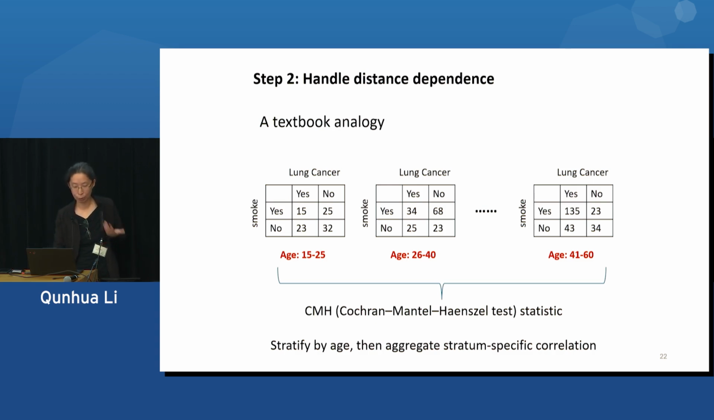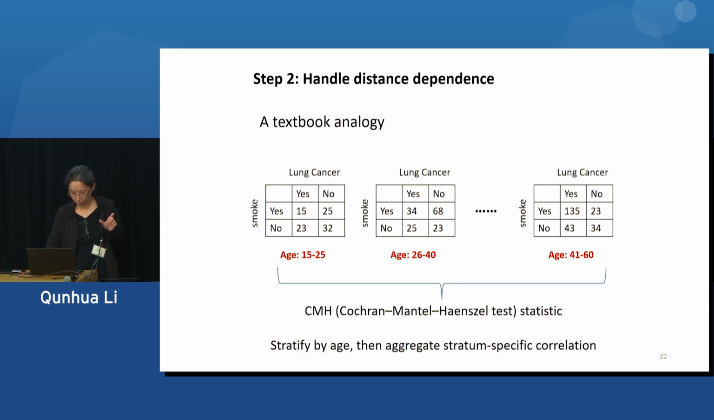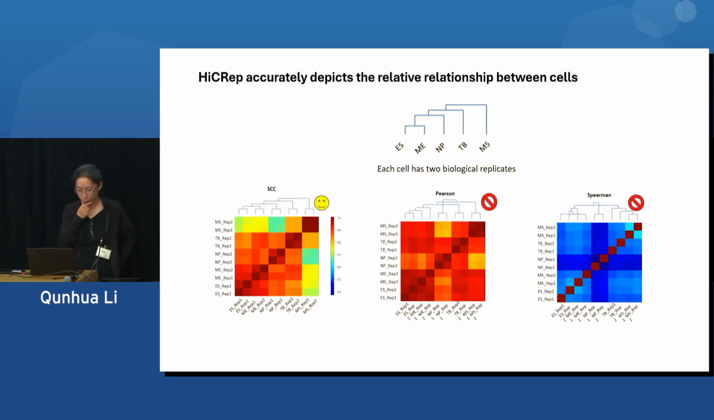So what you do is you just stratify by age. And that's the same here: we just stratify by distance. We derived a formulation like the CMH statistic. It's a little bit different because for the standard CMH, the stratifications are more discrete, and in this case it's more continuous. So we made some changes, and at the end we have this version. Basically, it's a weighted version of Pearson correlation, and it's fast, easy to compute and easy to interpret.